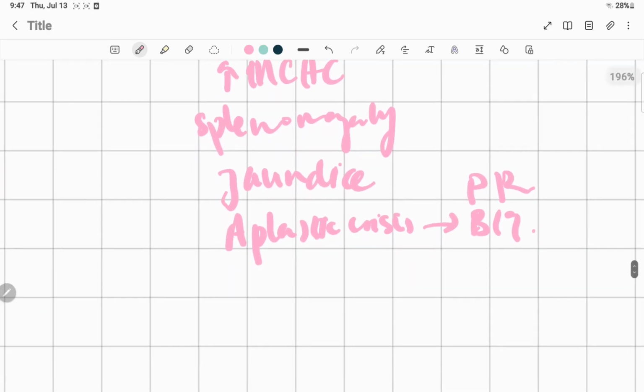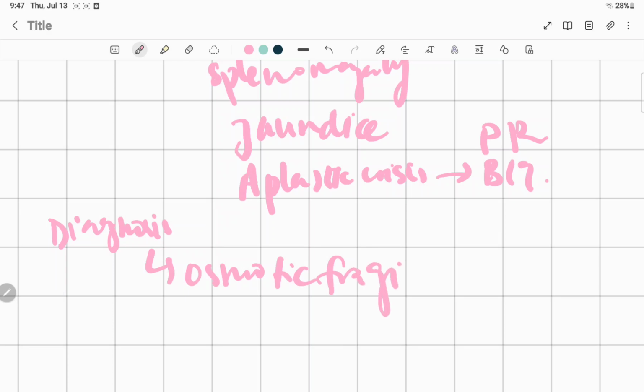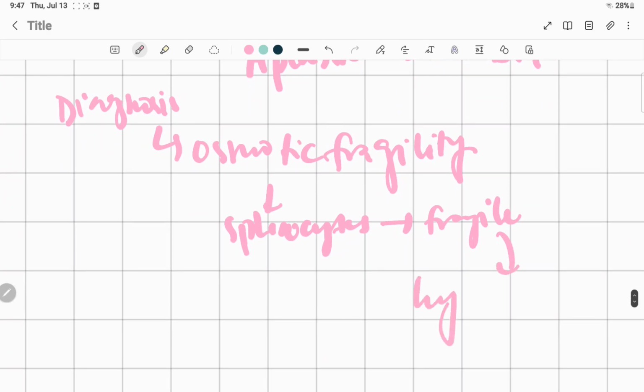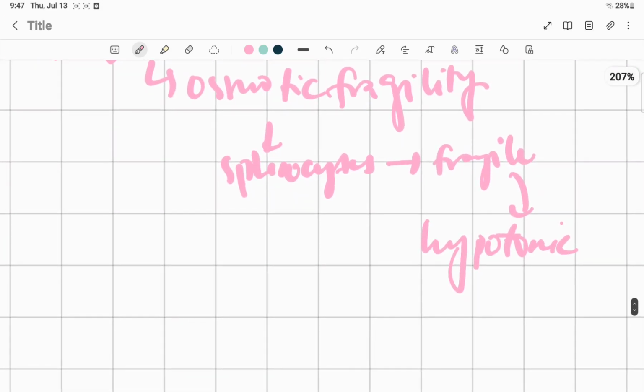And how do you diagnose it? The diagnosis is done by an osmotic fragility test, in which the spherocytes are actually fragile in hypotonic solutions, because they have a bad membrane. That's why. And as for its treatment, you could do splenectomy, right?